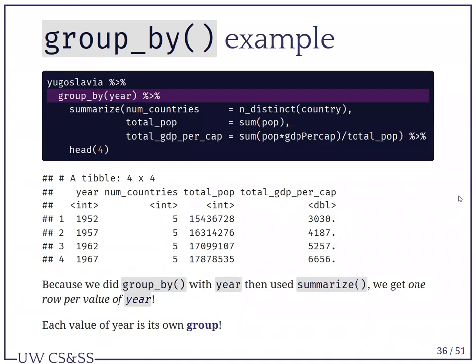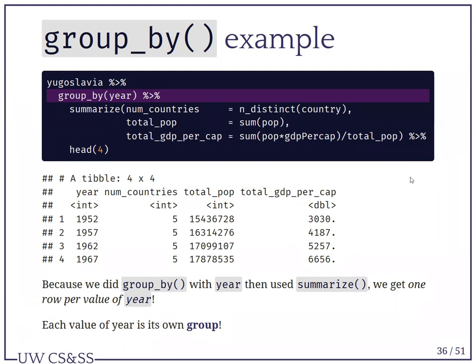An example might be, we can take the Yugoslavia data and then group by the year. So now we're going to be binning things by their years, and then summarize the number of countries by n distinct countries. The total population is going to be the sum of the population. The total GDP per capita is going to be equal to the sum of population times GDP per capita divided by the total population. Note that total pop is made here and then used here. And then we get the first 4 rows of this.